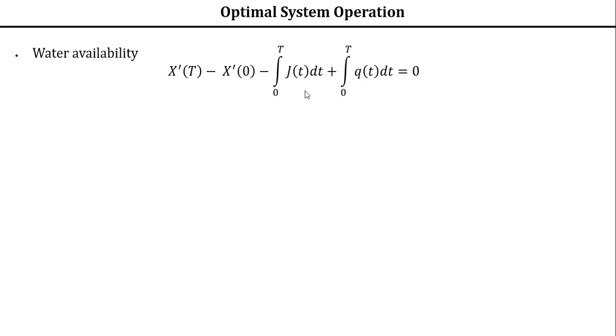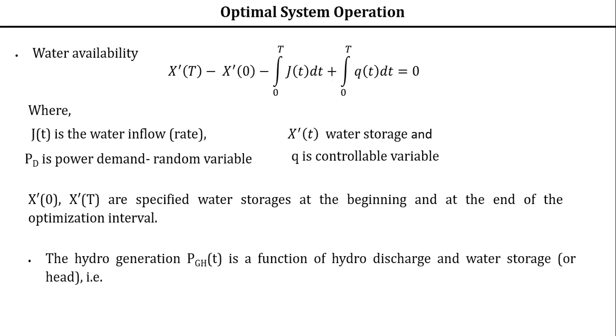But here, rate of inflow and discharge rate, we are considering over a period of time. Therefore, we are taking integration from 0 to T. Hope you understood. This is the water availability equation. All these things I have explained, isn't it? It's a function of hydro generation, and this hydro generation is a function of your storage and discharge. So the power generated by your hydropower plant is a function of your storage and your discharge. Understood? So these constraints you should remember.